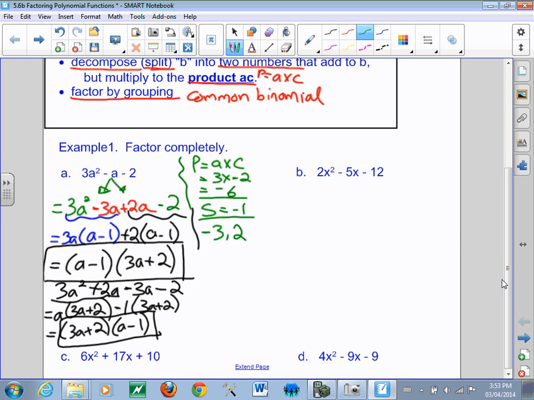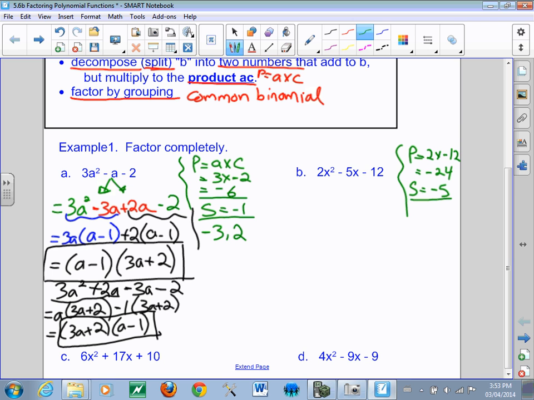Can we common factor out, ladies and gentlemen? No, because we've got 2 evens and 1 odd, so 2 can't go into 5. So we're off to do our product, which is a times c, so 2 times negative 12, which equals negative 24. And our sum equals negative 5.